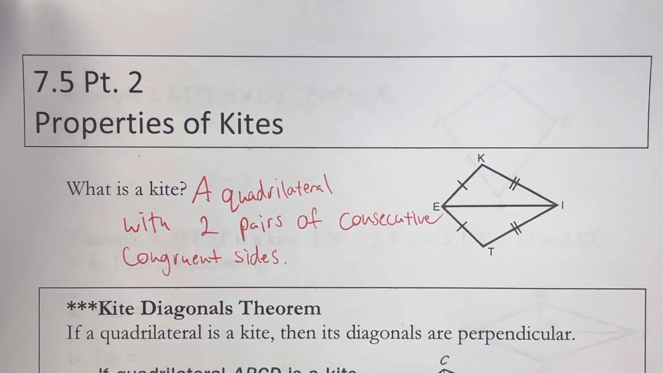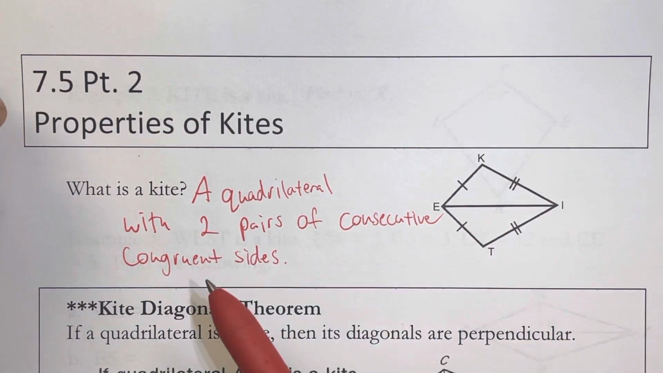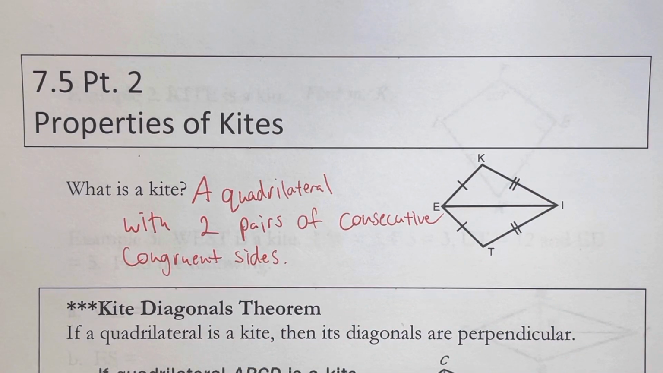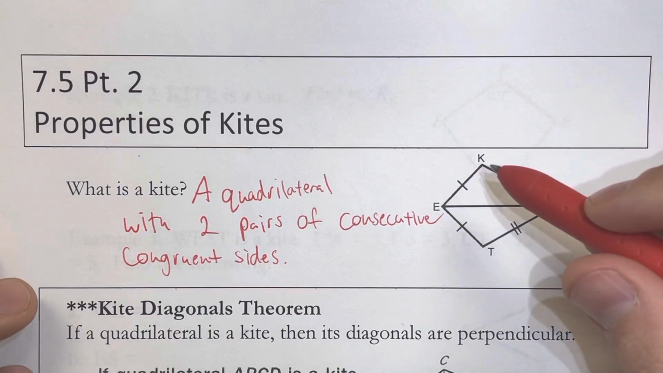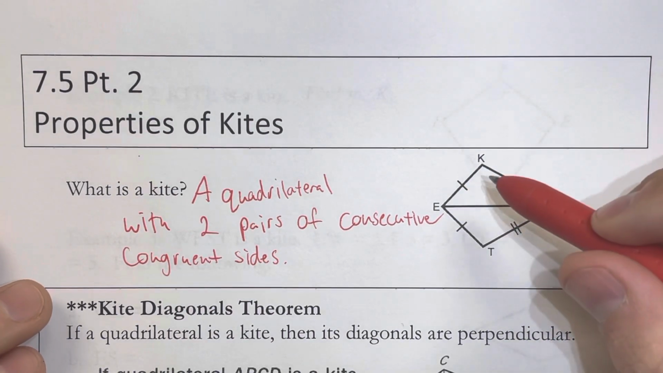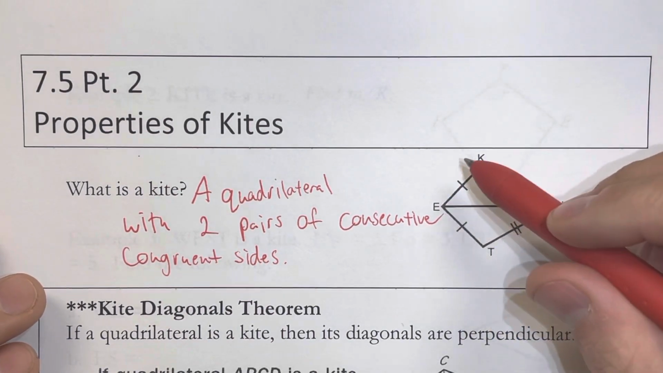Today we're going to work with kites. A kite is a quadrilateral, a four-sided figure with two pairs of consecutive congruent sides. What we mean by consecutive is that they're connected to one another. In parallelograms, the congruent sides were opposite of one another. Consecutive sides are connected at a common vertex.